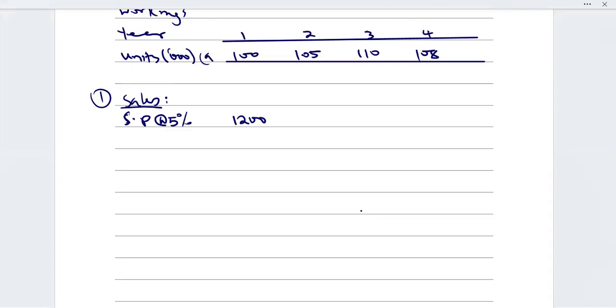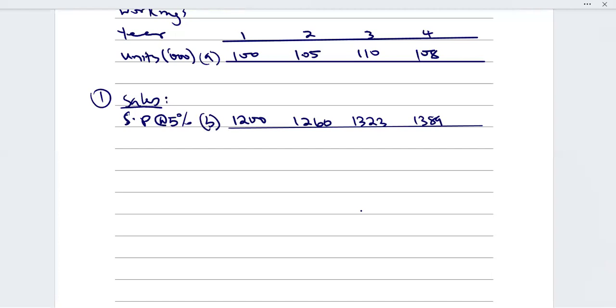So this is A. Now bring out your calculator. Let's do it together. Selling price is 5% inflation rate. Therefore, 1.05 multiplied by 1,200 equals 1260. Here is 1260. 1260 multiplied by 1.05 is 1323. 1323 multiplied by 1.05 equals 1389. So we have inflated the selling price.